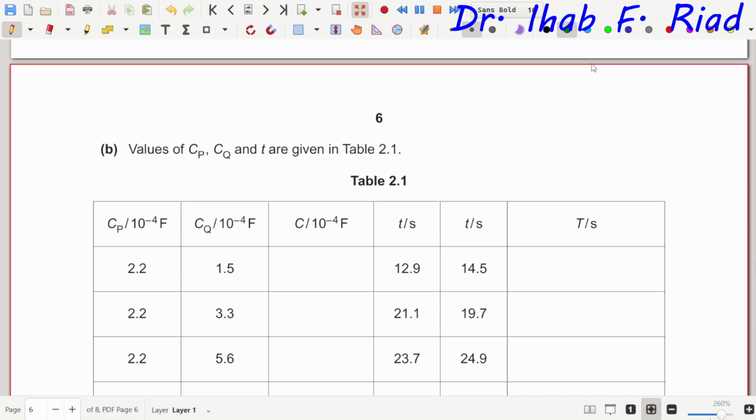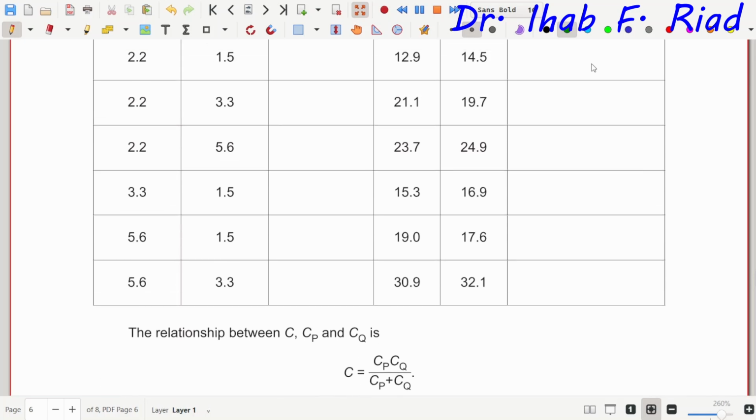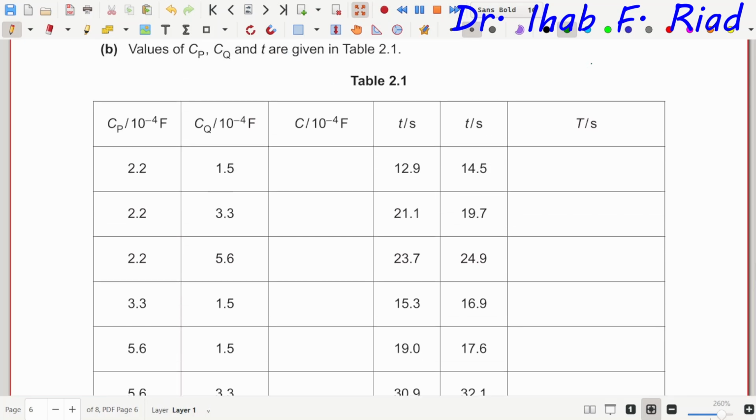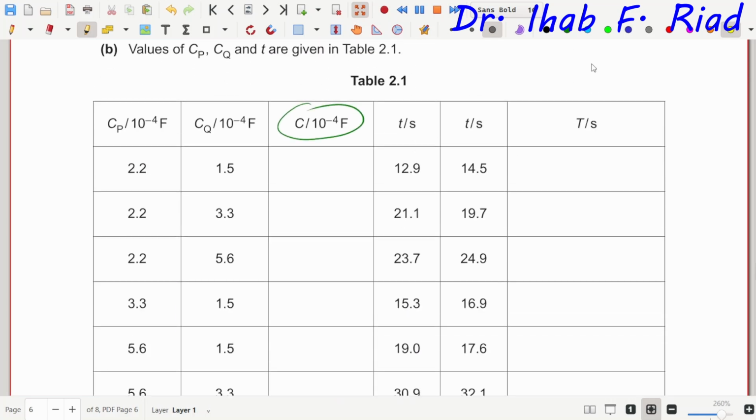Now, he is giving us values for Cp and Cq. He told us that we need to complete this table to have C, and he is telling us this is how to calculate C. C is equal to Cp times Cq divided by Cp plus Cq. Okay, so let us do the calculation.